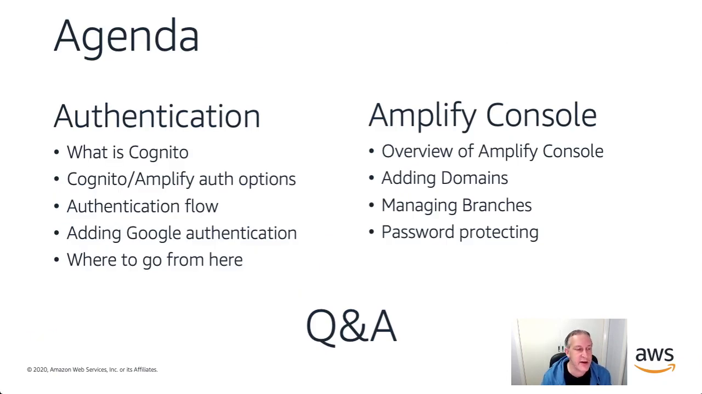I'm going to be talking about adding authentication to Amplify. Now, Amplify under the hood uses Cognito. Cognito is another service that's available from AWS. I'll talk about how Cognito and Amplify offers the authentication options and how the authentication flow works. I'll then dive into a specific feature, and that is adding Google authentication to a really simple application. Then I'll briefly touch on some options that you have to go from there.